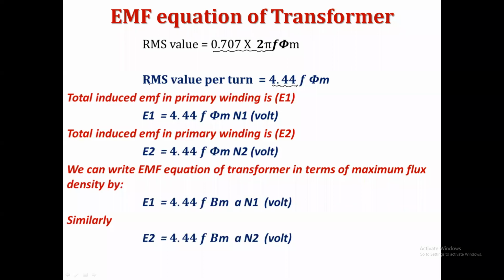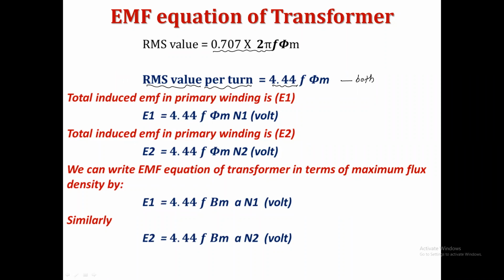So that is the RMS value of induced EMF per turn, because there we have taken n equal to 1. The RMS value of induced EMF per turn is equal to 4.44 f phi m for both windings. Now we have got the RMS value for one turn. Now if one turn produces this much EMF, how much total induced EMF will be produced in the primary winding?